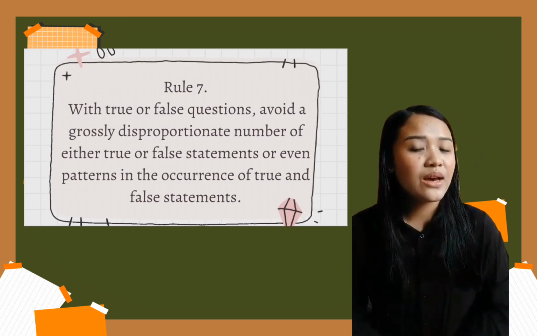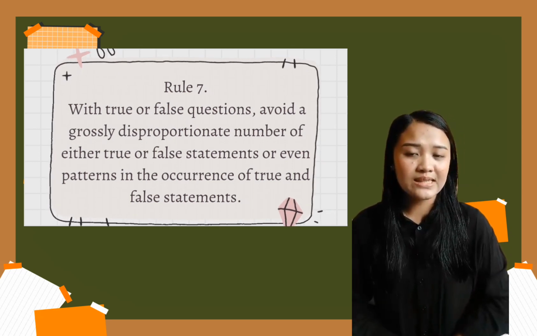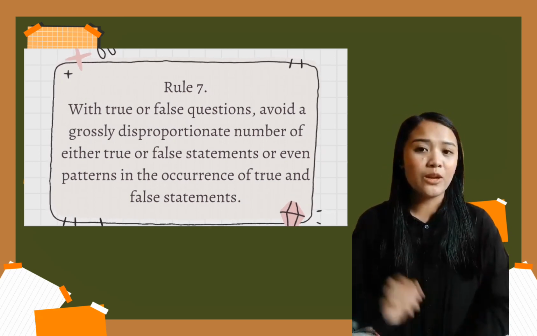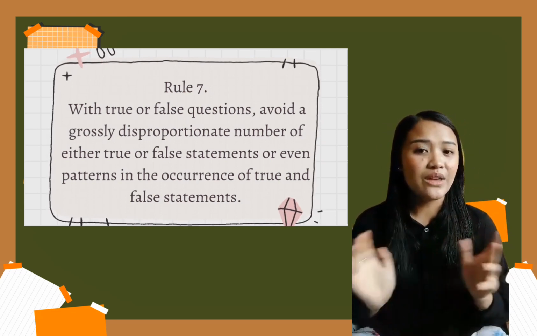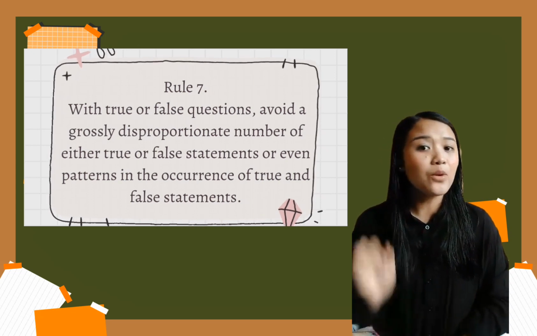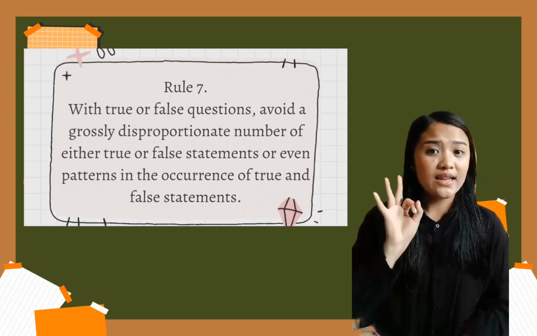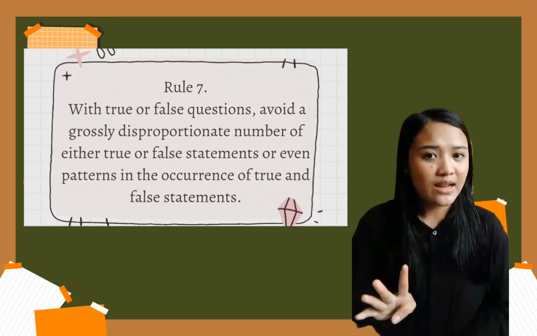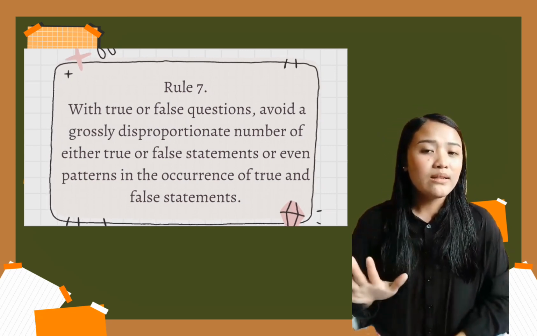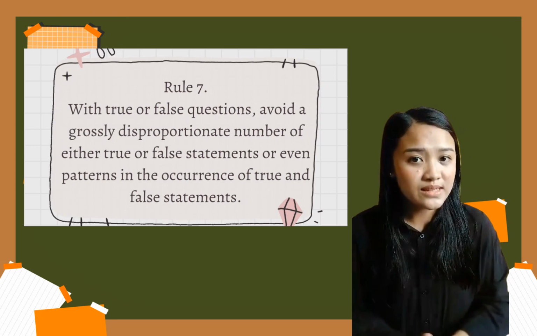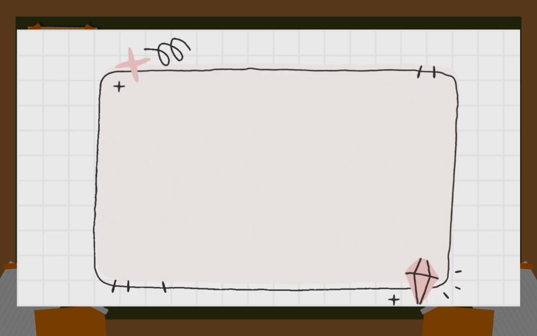This simply means that if we're going to use this kind of test, we should avoid patterns. For example, numbers 1 to 5 are true and numbers 6 to 10 are false. Another example is number 1 is true, number 2 is false, number 3 is true again, and number 4 is false again. Or another example is from 1 to 10 where all the items are false. And that's all. Thank you.